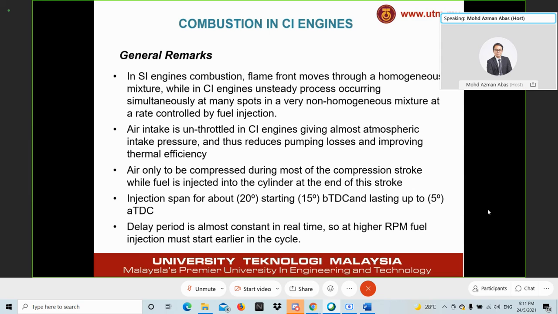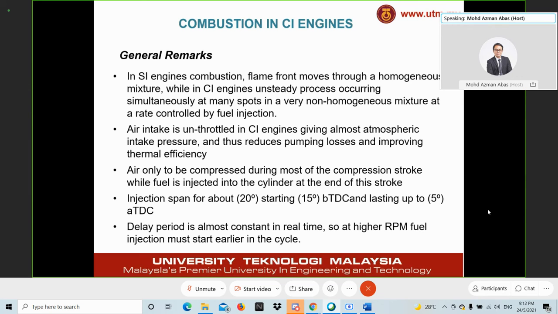Air intake is unthrottled in CI engines, giving almost atmospheric intake pressure. So it's always a non-restrictive flow, and this reduces the pumping losses, because the air is not throttled, and it also improves the thermal efficiency. Only air is compressed during most of the compression stroke, while fuel is injected into the cylinder towards the end of the compression stroke.